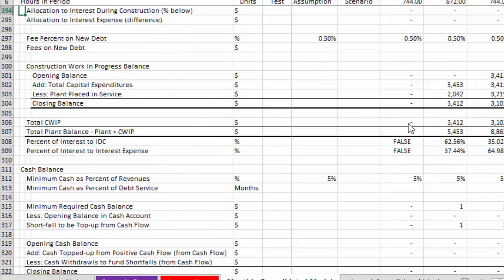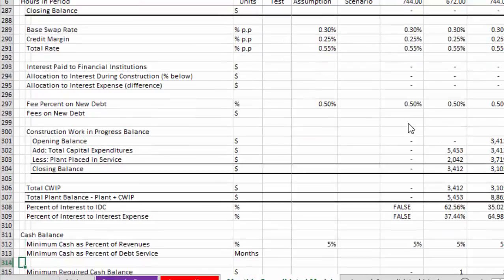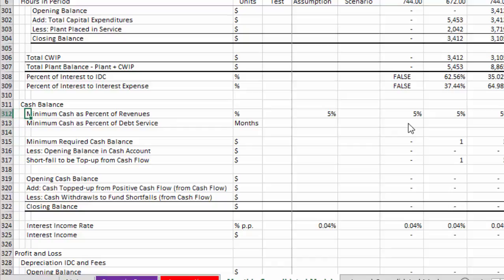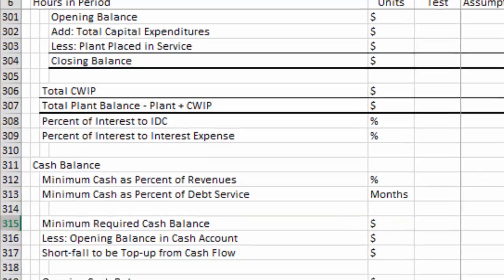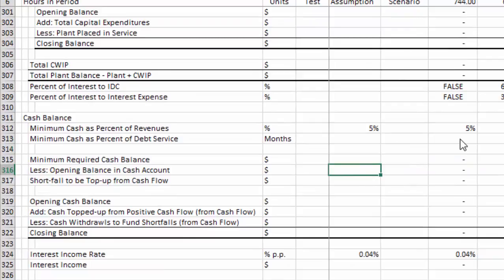Now, once we have the debt, we should also put a cash balance account in. And for the cash balance account, I would first compute the amount of the minimum cash balance, which could be just a percentage of revenues, a percentage of debt service, or months of debt service. However you want to compute it, if it's months of debt service, it's a DSRA account. And then you put the minimum required cash balance there and take out the opening balance of the cash. So this is just, in this case, 5% of the revenues. And then we see how much we have in our balance. And that's the shortfall that we have to get from somewhere.